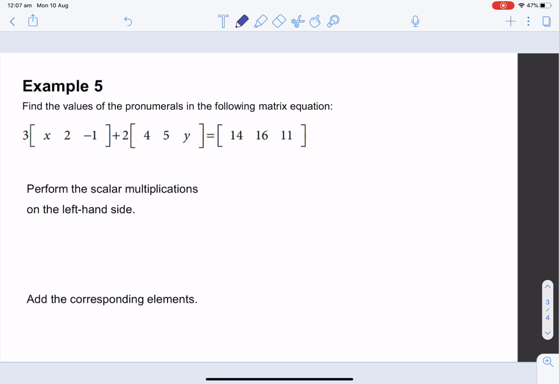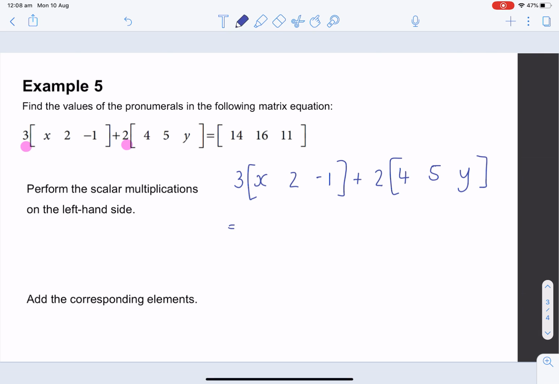Find the values of the pronumerals in the following matrix equation. So perform the scalar multiplications on the left-hand side. We're going to use this one and this one and perform them first. So we have 3 times the matrix x, 2, -1 plus 2 times the matrix 4, 5, y. And all I do is I multiply through with the scalar that is on the outside of that particular bracket. So the 3 only corresponds to the first matrix, and the 2 will only correspond to the second matrix. They don't cross over with each other.